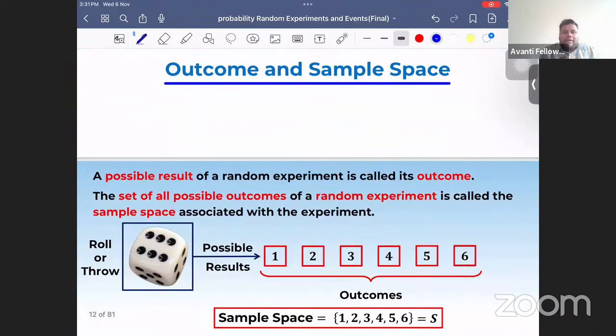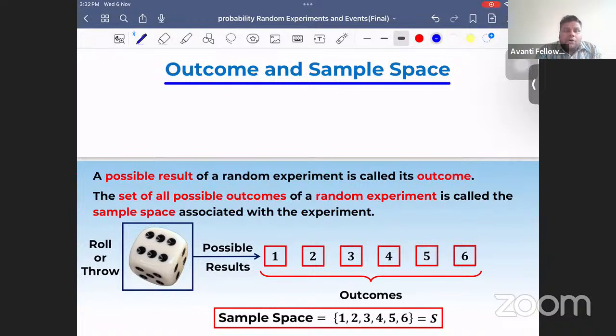Got it? Now, what is outcome and sample space? See, a possible result of a random experiment is called an outcome. So like if you roll a dice, rolling a dice is the random experiment. In that experiment, the outcome can be 1, it can be 2, it can be 3, 4, 5 or 6. Am I clear? So getting this 1, 2, 3, 4, 5, 6, these are called outcomes.